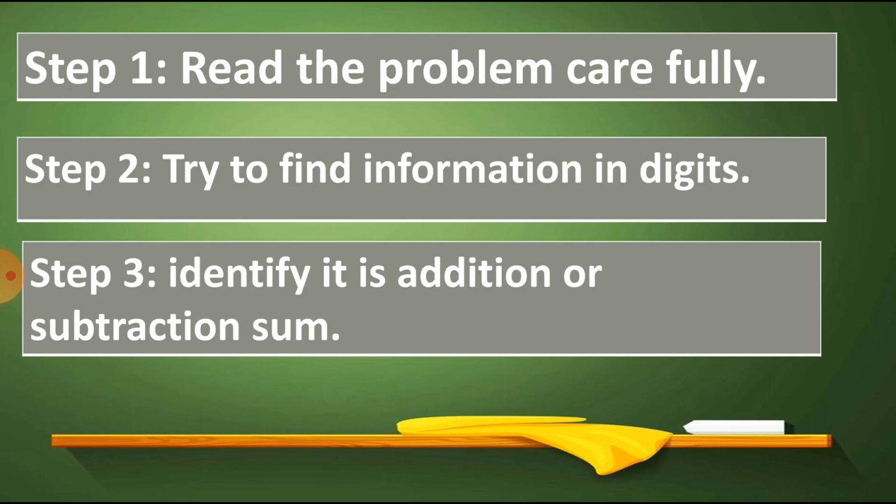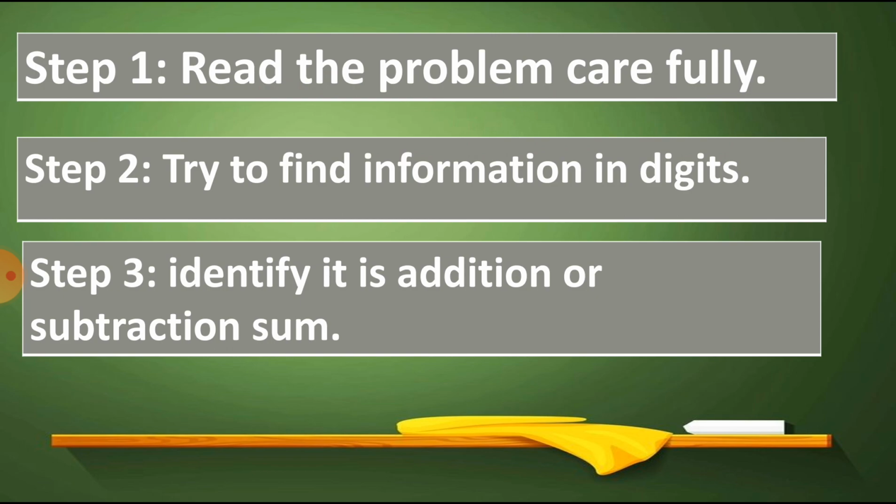So let's see the short recap of this topic first. Here are the sum steps. There are a few steps to solve these sums. Step number 1: read the problem carefully. In the first step you have to just read carefully the problem which is given. In step 2, you have to try to find some information in digits. There is some information given in the problem solving sum, so you have to try to find those digits.